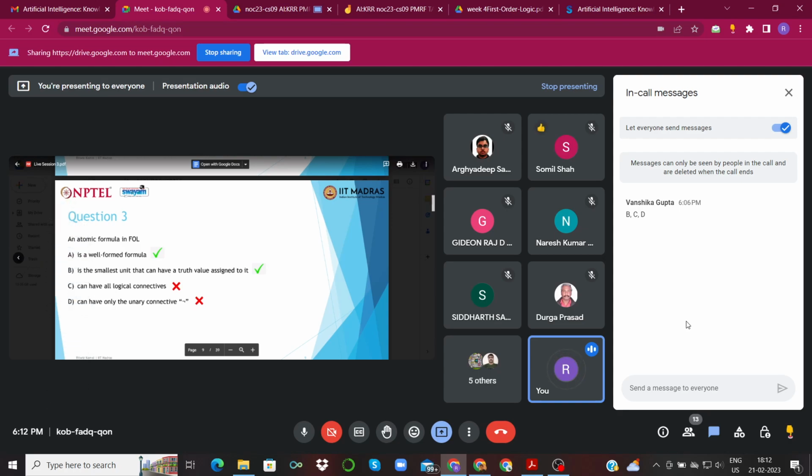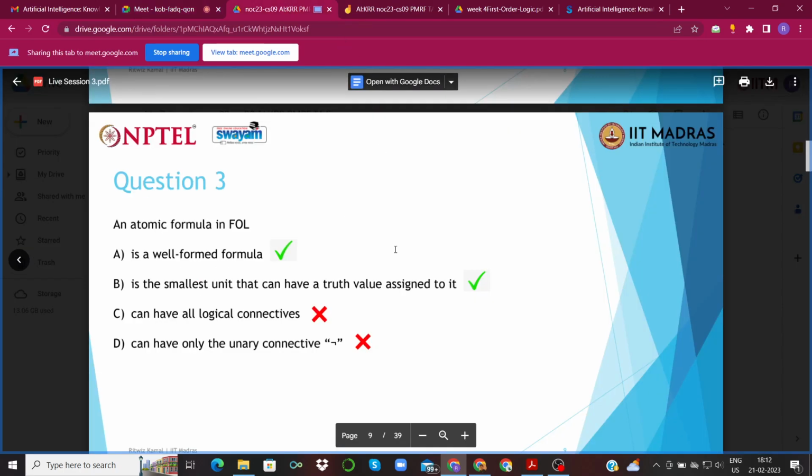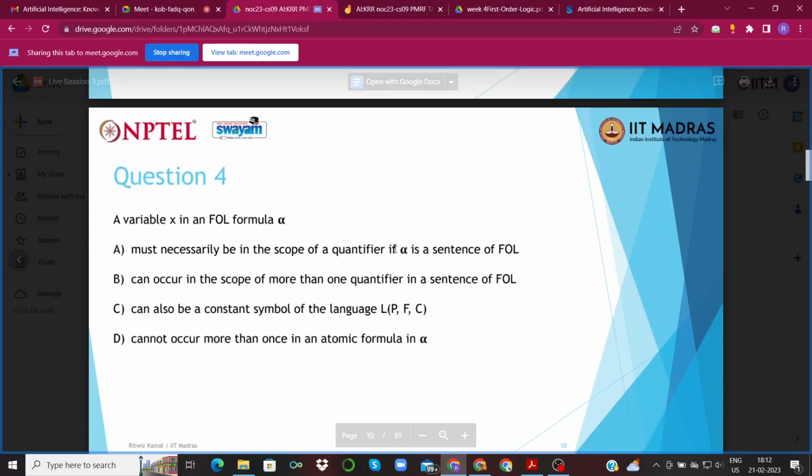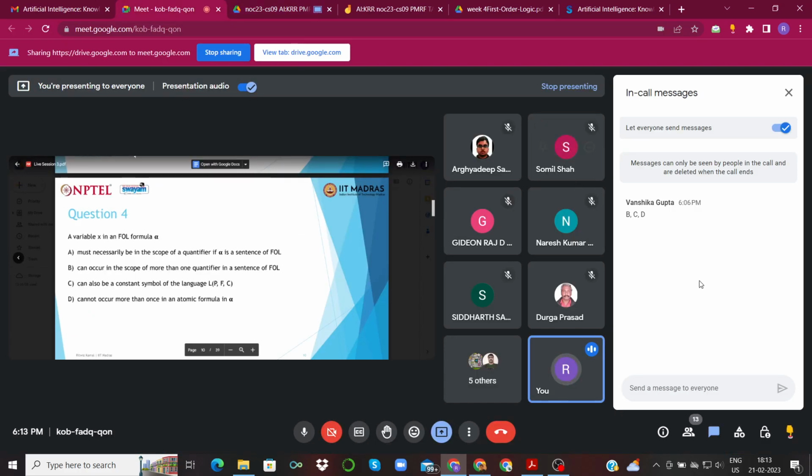Okay, thanks once again, Somil. Let's move on to the next question. Now, this is concerned with the variable in first order logic. We are given a first order logic formula alpha and we are asked about a variable x in a first order logic formula alpha. Which of the following options do you think would be correct?